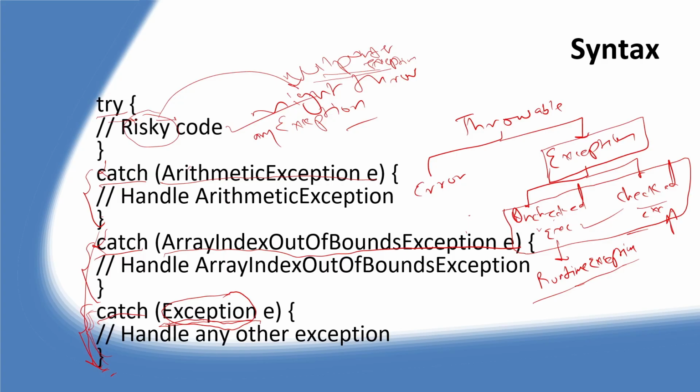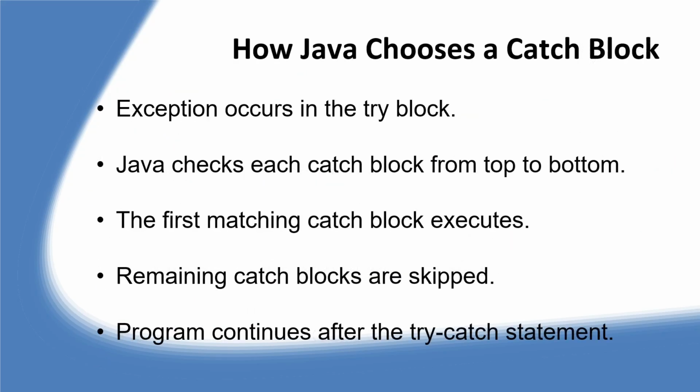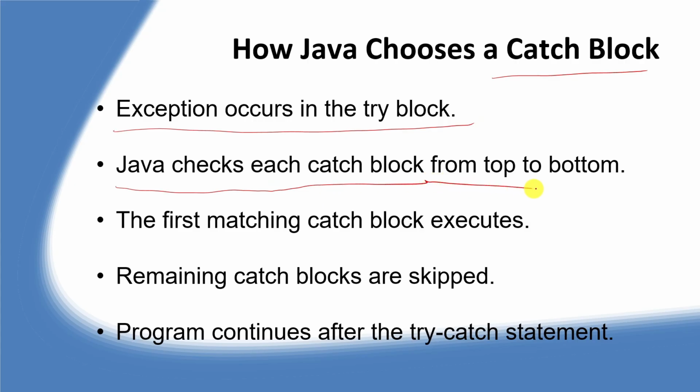So let's move on. How does Java choose a catch block? Which catch block to execute, how will Java find out? Let's say an exception is occurring in the try block. Now Java checks each catch block from top to bottom, and the first matching catch block will execute. So it will follow the sequence from top to bottom. First it checks the first catch block: is the exception matching or not? No. Then it goes to the next.